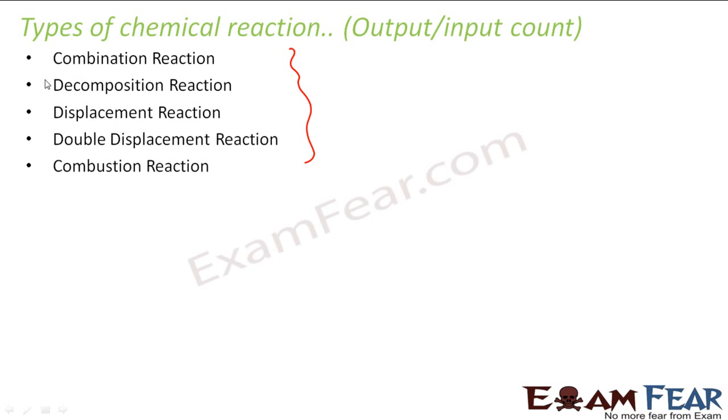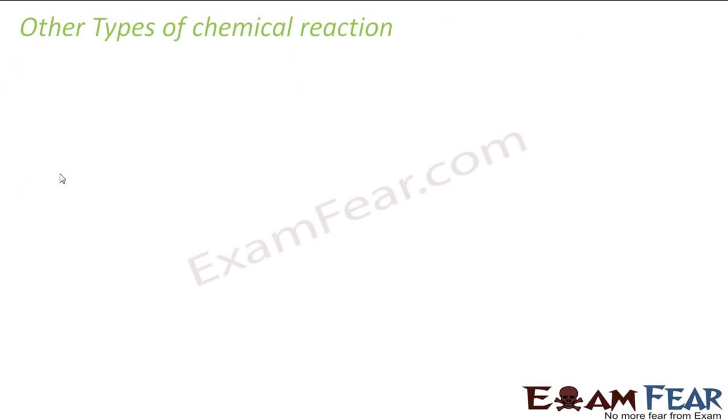For example, typically for any chemical equation you can see, by looking at the equation you can say that this is one of the types. Correct? But there are other types of chemical reactions also, that are based on the property.